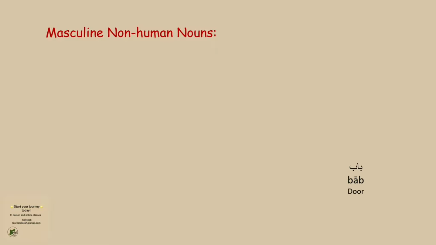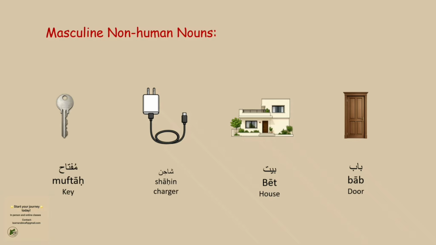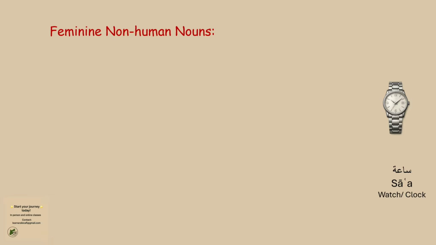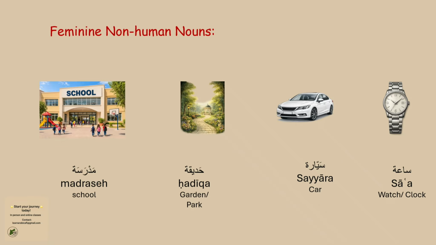Let's start with examples of masculine non-human nouns. Bab, بيت, شاحن, مفتاح. Examples of feminine non-human nouns: ساعة, سيارة, حديقة, مدرسة.